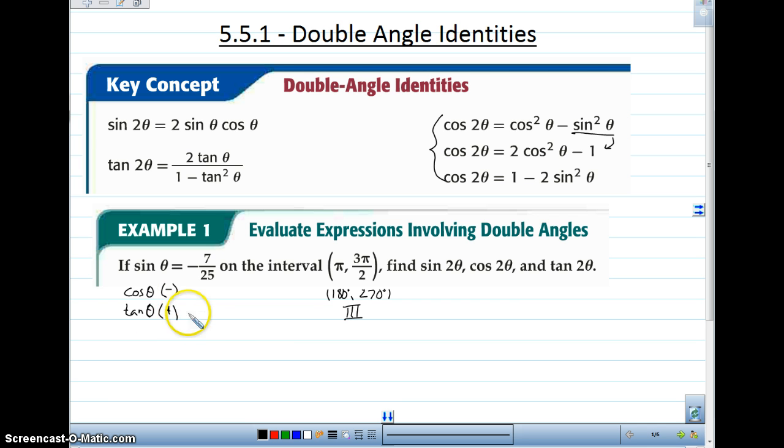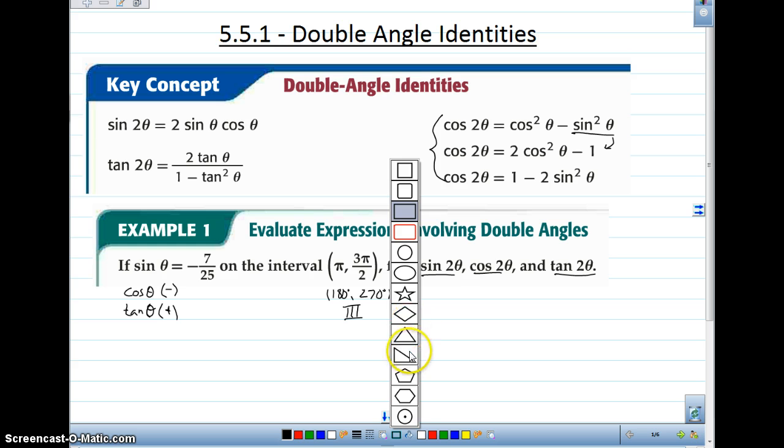So the first thing we need to do is figure out what cosine and tangent of theta are. Because if you look in our identities here, the identities we're going to be using to find sine 2 theta, cosine 2 theta, and tangent 2 theta, we have to know what tangent, sine, and cosine all are. So they've given us what sine is. Remember, if they give you one trig ratio, you can find all the other ones. If you want to draw the triangle for this one, that would probably be the easiest way. So I'm just going to go ahead and sketch a right triangle.